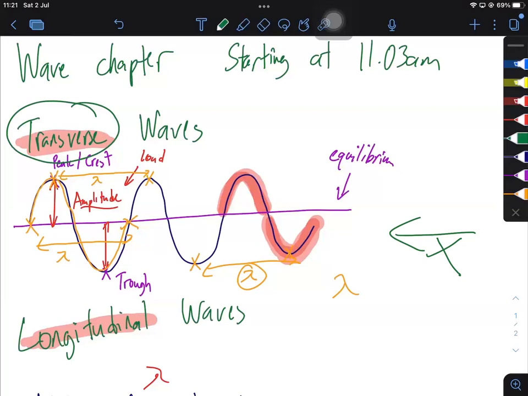Are you guys confused? Do you guys know what I'm talking about? Sure? You look confused, don't you? Which part are you confused at?